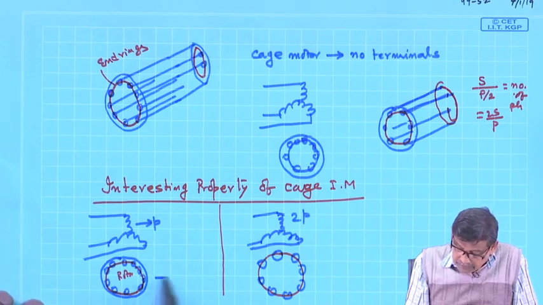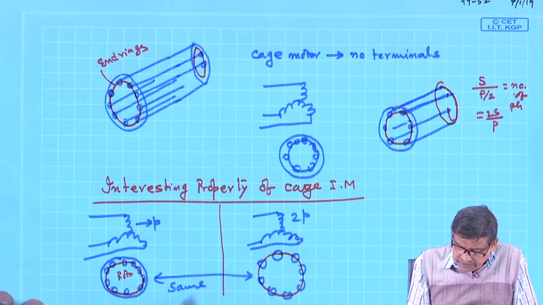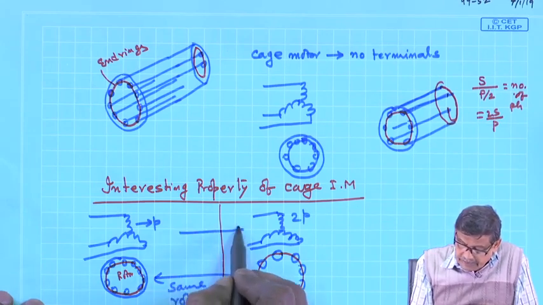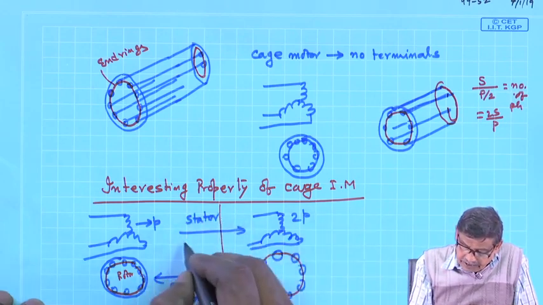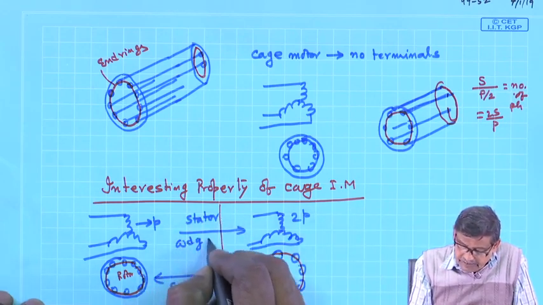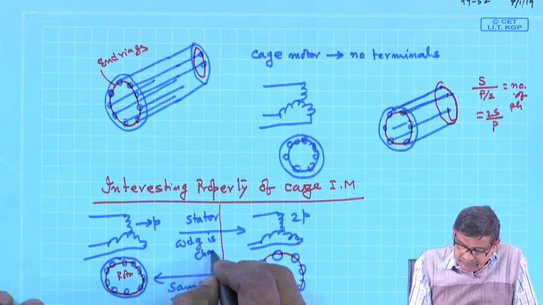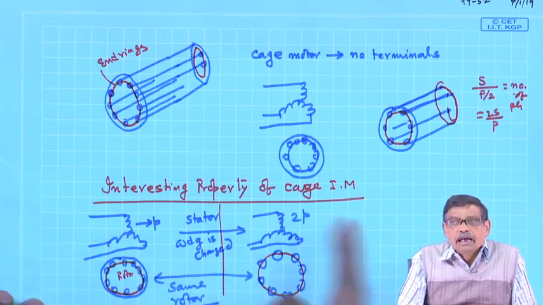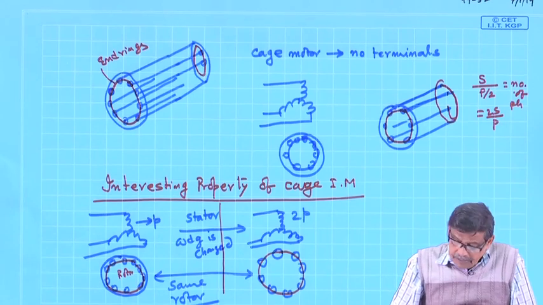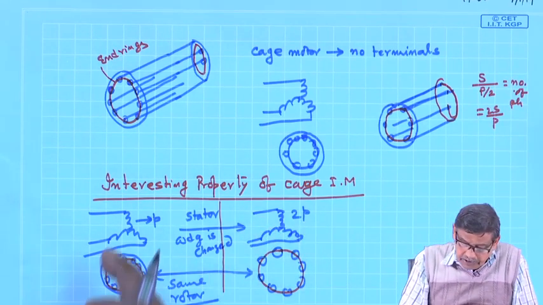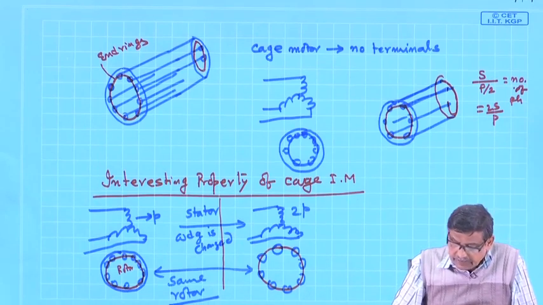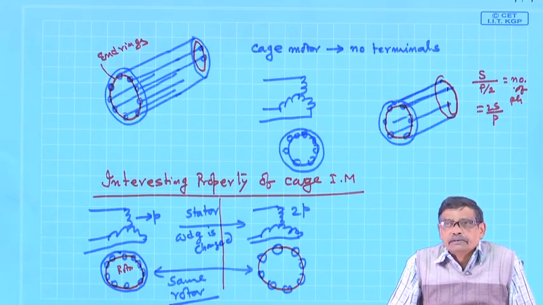Rotor, same rotor, I will not change, same rotor. Stator is changed, stator change means stator winding is changed, one for p poles, another for 2p poles. And once again you energize this machine and this machine, in both the cases the machine will rotate.